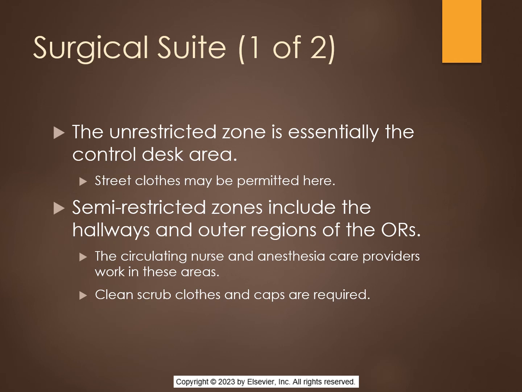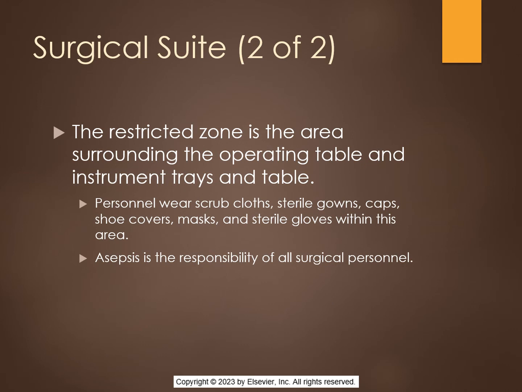ORs are removed from other areas of the hospital, and access is restricted to the OR personnel and surgical patients. Clean scrub clothes and caps are required. The temperature in the OR is kept at 66 degrees to 70 degrees Fahrenheit. This is to discourage any microbial growth and keep the surgical team comfortable under the bright lights and in their layers of surgical clothing. The restricted area is scrubbed down with disinfectant after each procedure. The entire room is kept scrupulously clean.